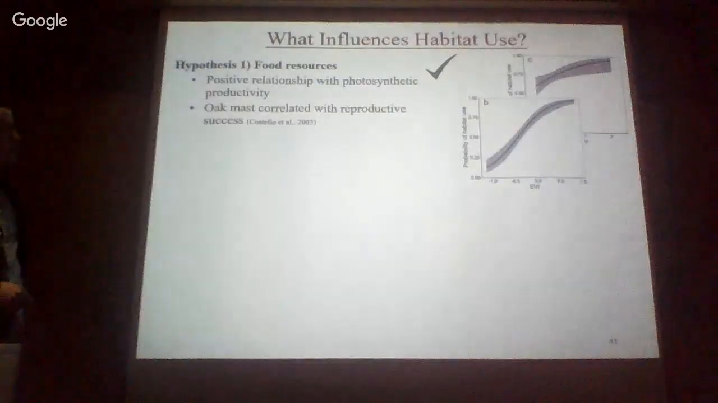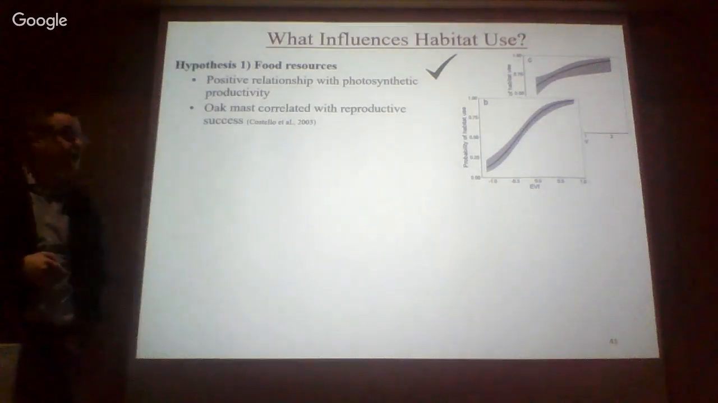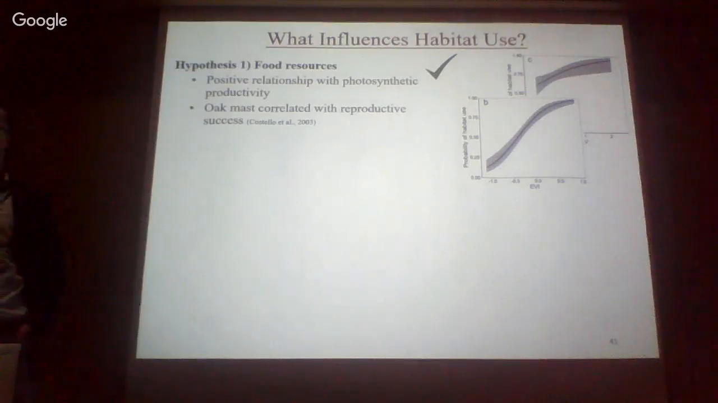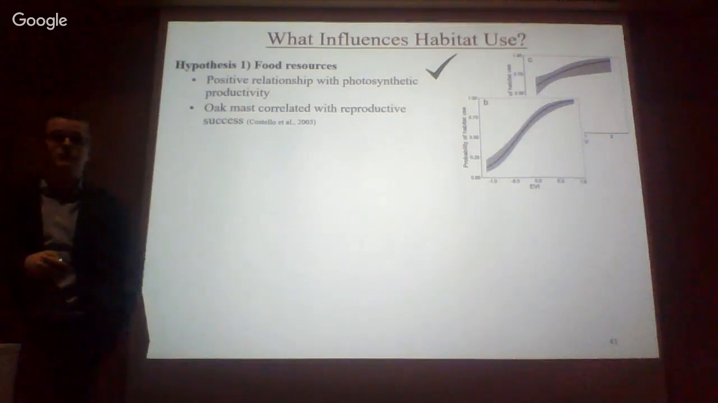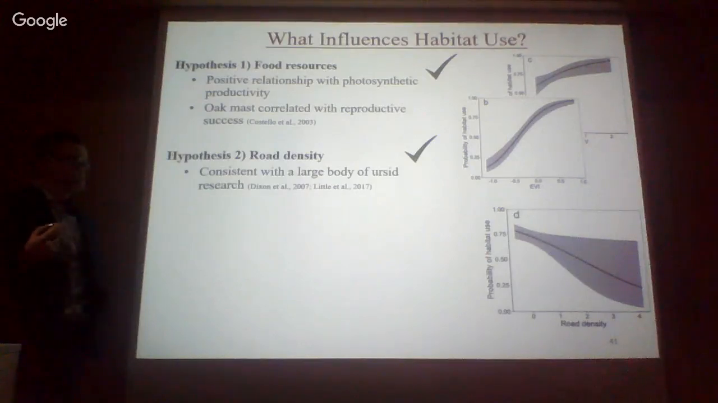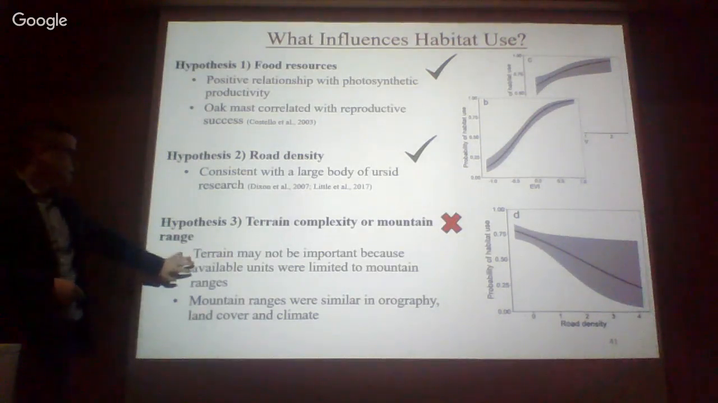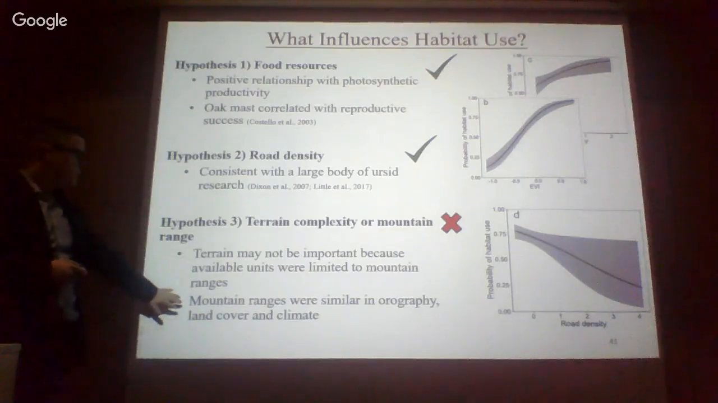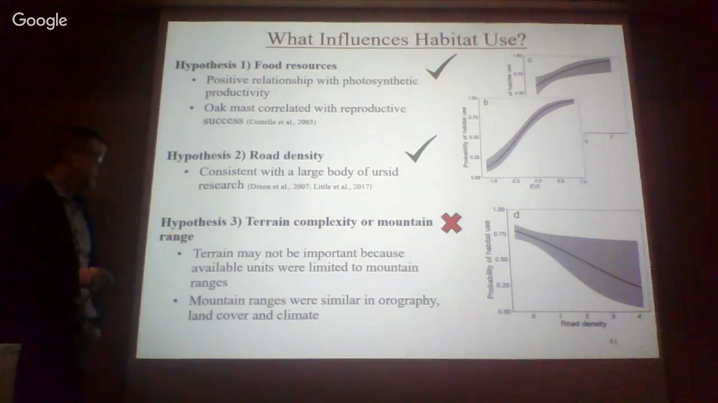Now, just to get into what this all means, so what influences habitat use? Based off of our modeling effort, it appears that food resources are very influential. Not surprising, even that oak mast particularly is correlated with reproductive success of females. We also found that road density was influential, and this has been found in numerous bear studies across the range. And then finally, we didn't find any support for terrain types or mountain range, and this may be because we limited our available sampling units to mountain ranges themselves, so we kind of already accounted for that. And then mountain range may not have been important because the Sangres and Sacramentos are similar in their orography, land cover, and climate.